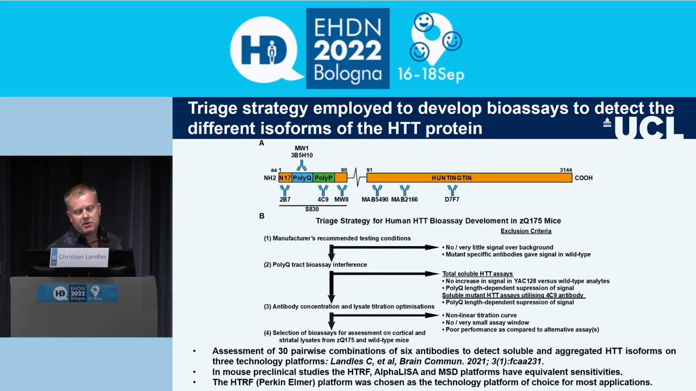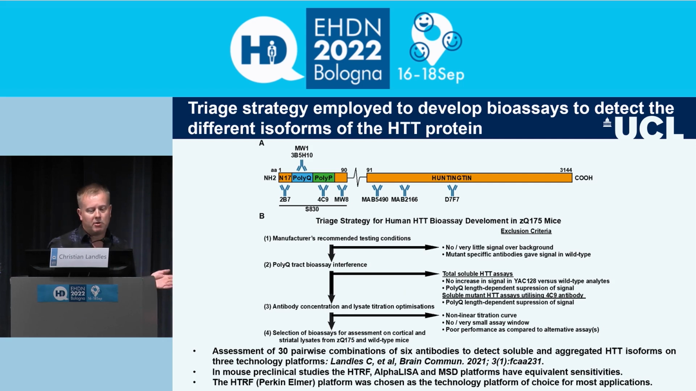And so to do this, we originally had 6 antibodies spanning the Huntingtin protein, and we've now expanded on this to include some new ones such as S830, D7F7, 3B5H10, to really explore all the possible combinations of antibodies that we can use to generate assays to detect the Huntingtin protein. And we did this in collaboration with PerkinElmer and CisBio, and we developed this triage strategy where we went through a pipeline of optimizing these assays by starting really with the manufacturer's recommended testing conditions, where to start with we were able to just eliminate assays that had very little signal over background, or if there was a mutant-specific antibody, it gave no signal in the wild type.